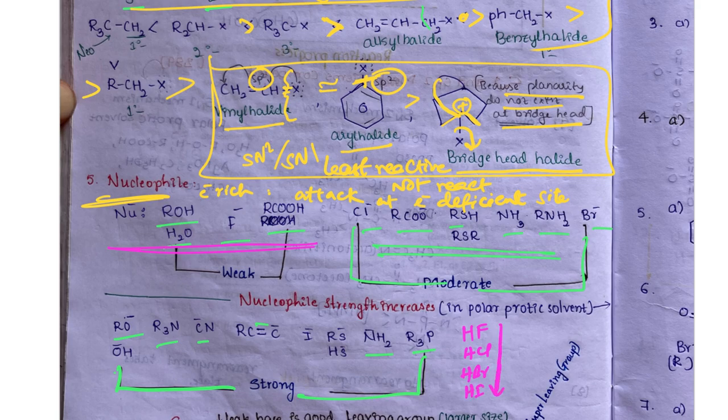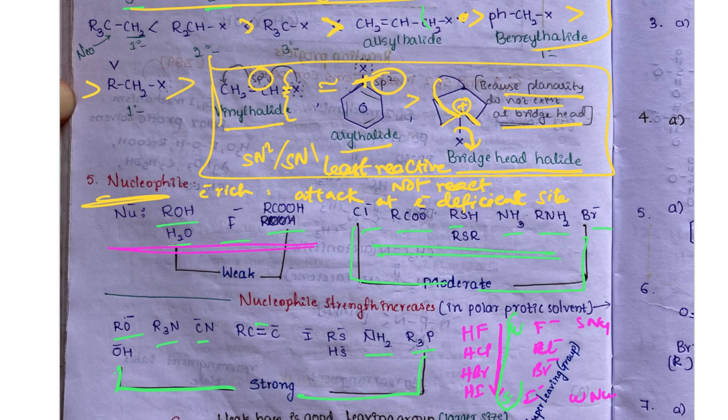We know that these are HF, HCl, HBr, HI. What happens to the strength of acid? It increases up to HI. A weak acid gives a strong conjugate base, so in the polar aprotic solvent case, Cl minus, Br minus, I minus order applies with F minus strong and I minus weak. But in polar protic solvent, which is the stronger nucleophile? I minus is strong and F minus is weak.